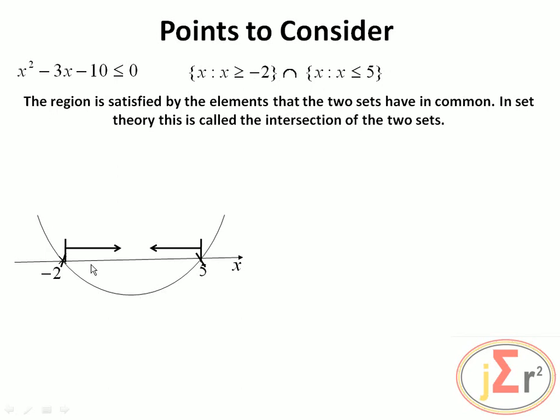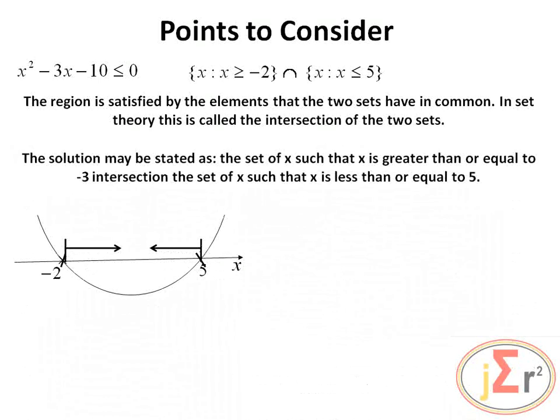And realize here what is happening. We have the points coming together. The points are coming together beginning at the two extreme values, -2 and 5, and whenever we find that the points are traveling towards each other in that manner, the sign to be used between the two sets is always intersection. The solution may be stated as the set of x such that x is greater than or equal to -2 intersection the set of x such that x is less than or equal to 5.